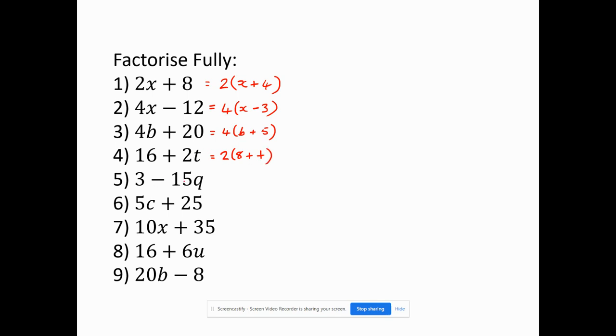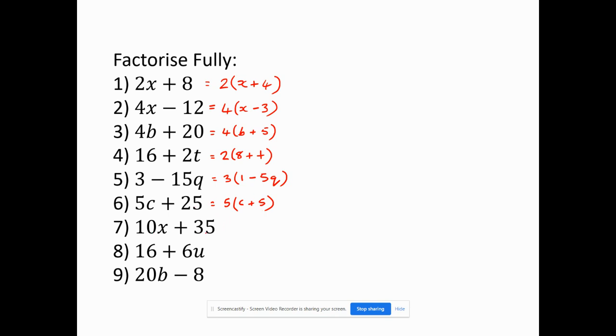Now we've got 3 and negative 15q. The highest common factor of 3 and 15 will be 3. And so 3 times 1 we'll need, and take away 3 times 5q will give us 15q. Now we've got 5c and 25. The highest common factor, or the largest times table they're both in, is 5. And we'll need c plus 5. 5 times 5 is 25.